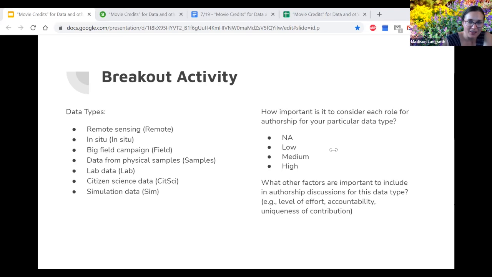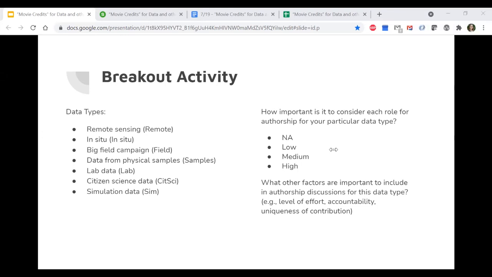It looks like Rob Casey is in situ data. Mark is in big field campaign. Sarah is in physical samples. Lab data, there's just one person in there. Citizen data, Nancy's there. And so if you wanted to hop into either simulation or lab data. And then remote sensing has just one lone person too.